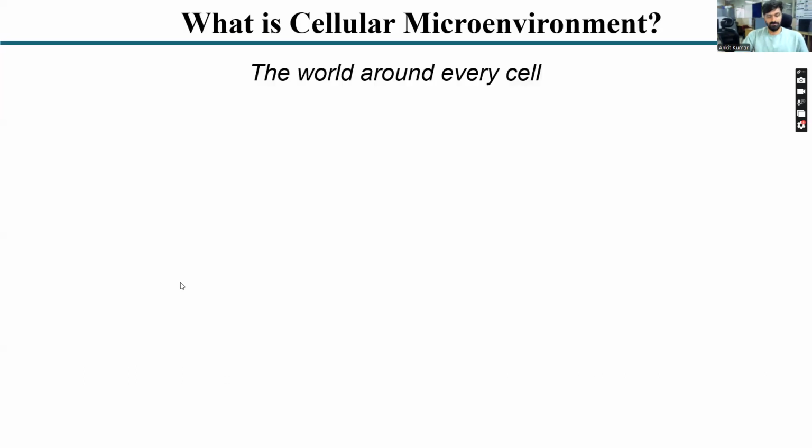Okay, so first, I'll start with the cellular microenvironment. This is one of the most important things to understand before we go deeper into this course. When we talk about biology, it's not only the study of the cell. It is the study of how cells interact with their surroundings, and we should know what the surrounding is. Before we start, let me ask you a very fundamental question.